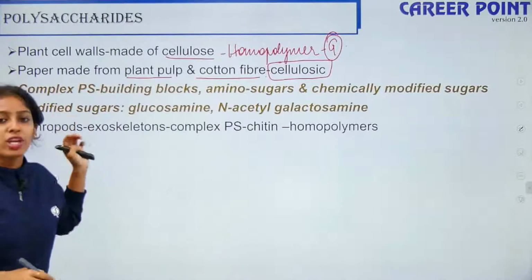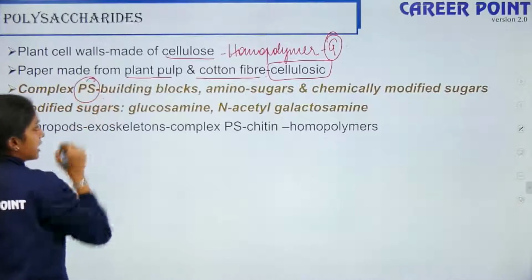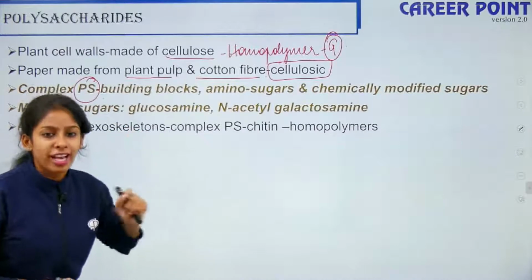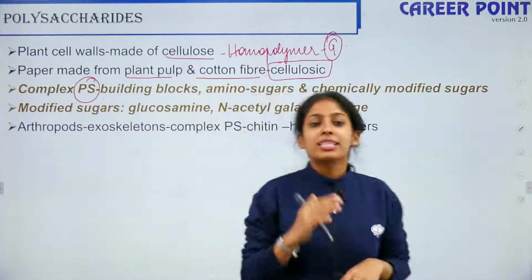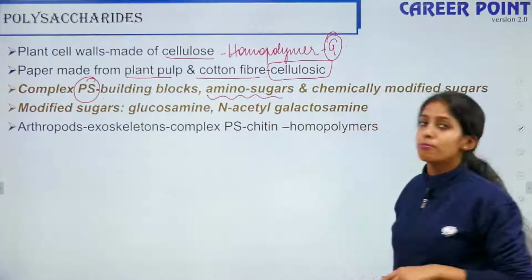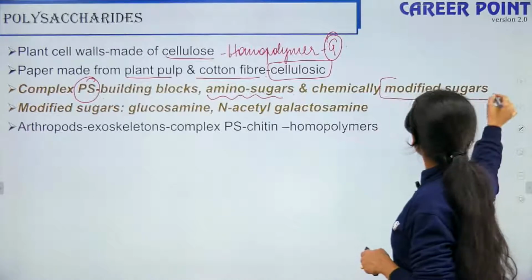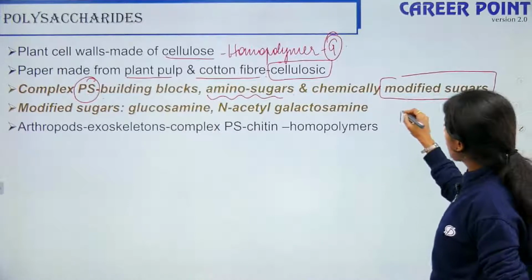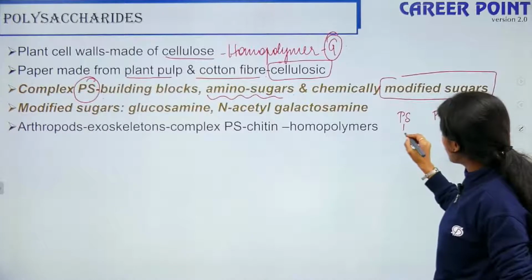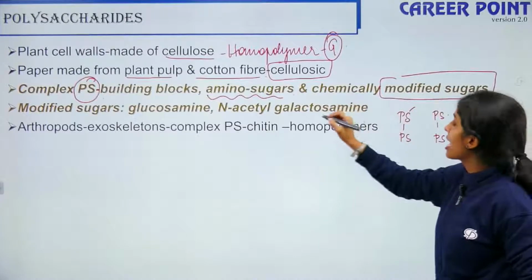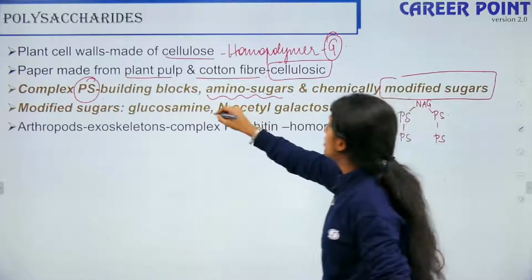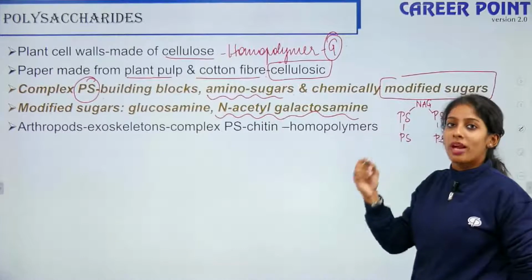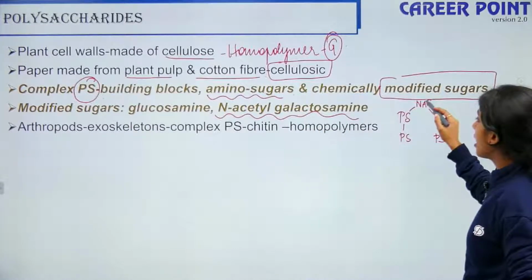Okay, so you have something known as complex polysaccharide. What is this complex polysaccharide? They also have building blocks, meaning they are also present in certain proteins. They are amino sugars, chemically modified sugars. They are not normal sugars like glucose, fructose, but chemically modified sugars, sugars combined with amino groups. What are these modified sugars? Glucosamine and N-acetyl galactosamine. In certain organisms, sometimes two polysaccharides are connected by N-acetyl glucosamine. This is the function of the modified sugar in a complex polysaccharide. They connect polysaccharides which are very complex. It has NAG, N-acetyl glucosamine.